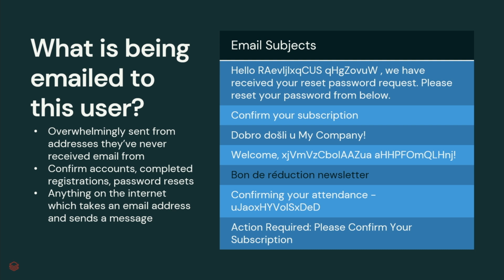I'm not showing you this data on this slide, but these emails are coming from sender addresses that have never emailed this user before, and some of these addresses have never emailed any of our users before. What is this user's name? Is it Ra Elvi Jix Quixis? Is it U Jax Tide Vol Sixted? We checked. This user is not an ancient Roman. They're a regular person. This is gibberish.